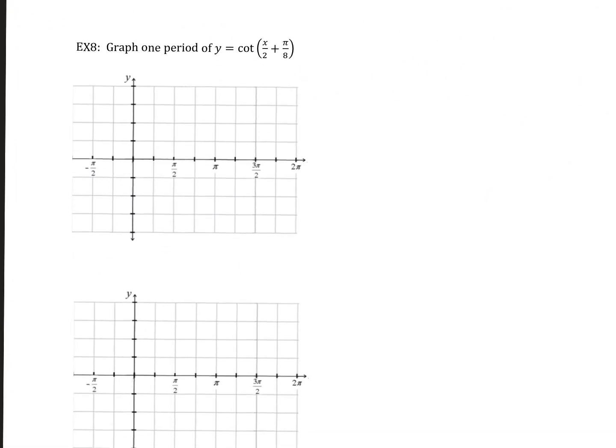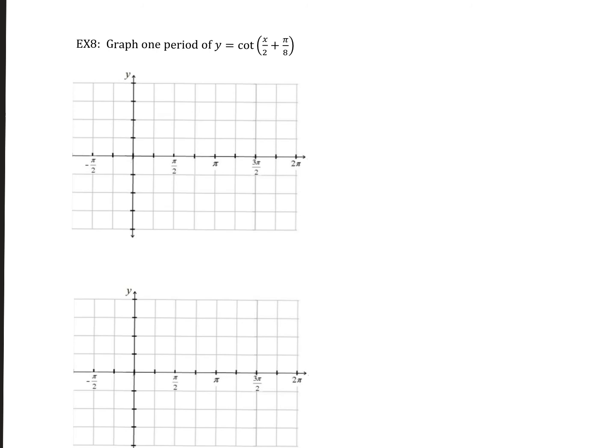Now here we go, example 8. As usual, I'm going to ask that you graph the parent function. So what is the parent function here? Well, we're looking at cotangent. So we have y equals cotangent of t. And what do we know about cotangent? Well, the asymptotes are x equals 0 and x equals pi, or just 0 and pi. We'll go ahead and just write 0 and pi.